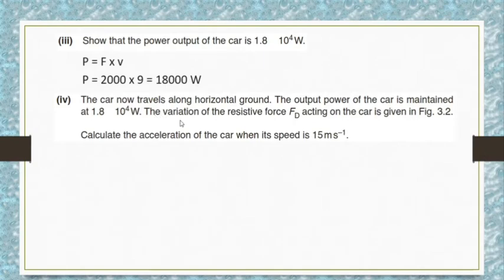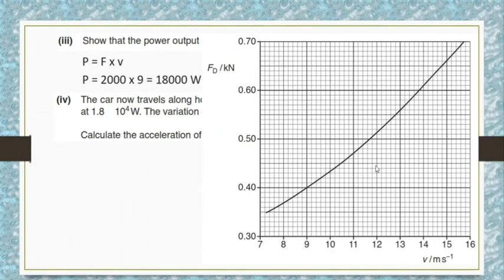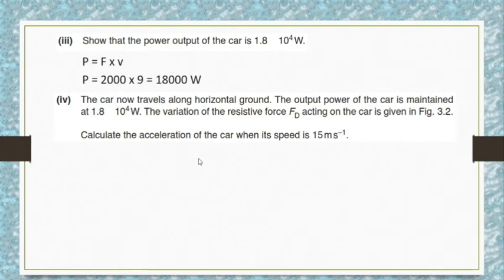The car now travels along horizontal ground. The output power is maintained at the same power. The variation of the resistive force acting on the car is given in figure 3.2. And we want to calculate the acceleration of the car when its speed is 15 meters per second. So now we have to see this graph one more time. When v is 15 meters per second, then we can read that the Fd, the drag force, is at this point, and this will be 0.66 kilonewtons. Yeah, that's the data that we need from figure 3.2.